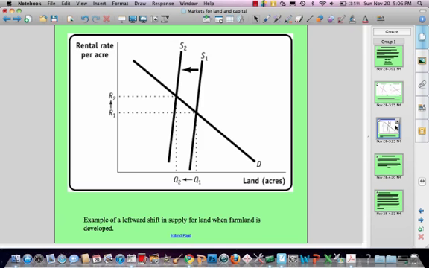Now, similar to the traditional supply and demand curve we've seen, you can actually see shifts in supply when you're talking about factors of production. Here we have an example of a leftward shift in supply for land when farmland is developed. You see here a very, very steep supply curve, so good hint that it's the supply curve for land as a factor of production. And here, when farmland is developed, what happens? Well, it's being taken out of production. So the supply of arable land is actually decreasing, and as a result, you see an increase in price as we go from R1, so rent 1, to rent 2.